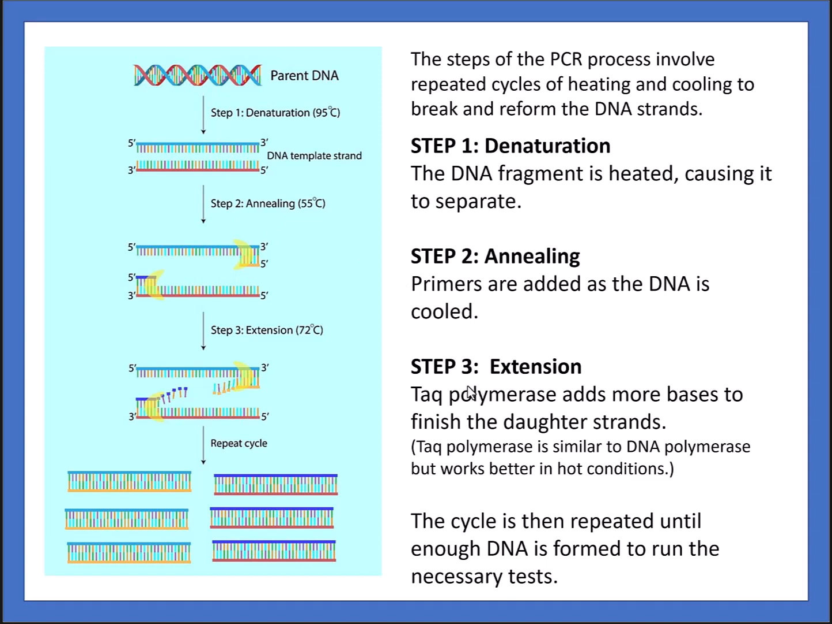And then in step 3, the DNA sequences are extended using an enzyme called Taq polymerase, and it adds more bases to finish the daughter strands. Taq polymerase is similar to DNA polymerase, which we discussed in DNA replication, but it works better in hot conditions, so we raise the temperature of that solution again so that this DNA can be extended, and eventually we'll end up with 2 copies of that original DNA strand. The cycle is repeated until enough DNA is formed to run the necessary tests.